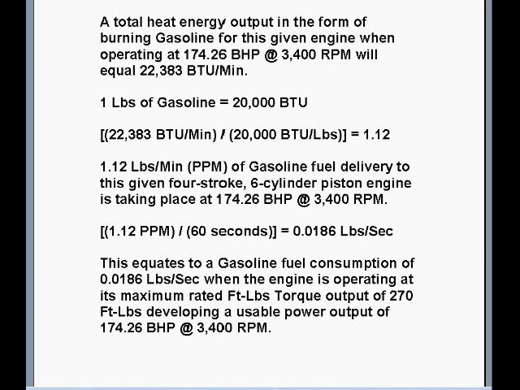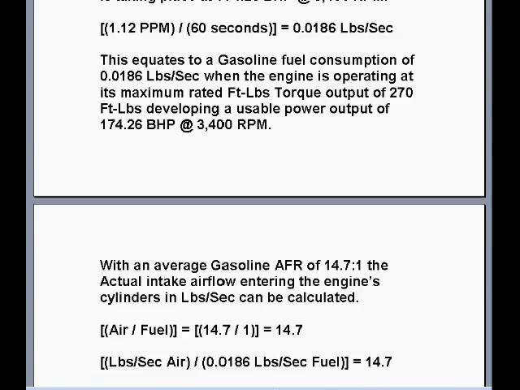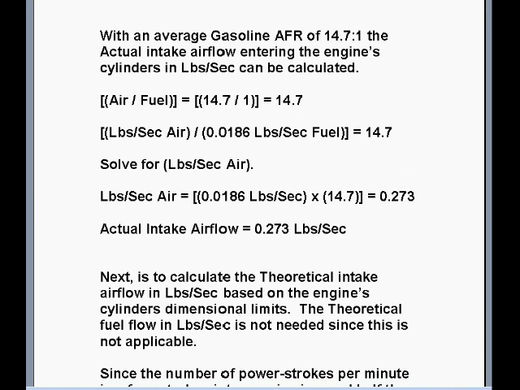1.12 pounds per minute gasoline consumption divided by 60 seconds equals 0.0186 pounds per second. This equates to a gasoline fuel consumption of 0.0186 pounds per second when the engine is operating at its maximum rated foot-pounds torque output of 270 foot-pounds, developing a usable power output of 174.26 brake horsepower at 3,400 RPM. With an average gasoline air-to-fuel ratio of 14.7 to 1, the actual intake airflow entering the engine cylinders in pounds per second can be calculated.